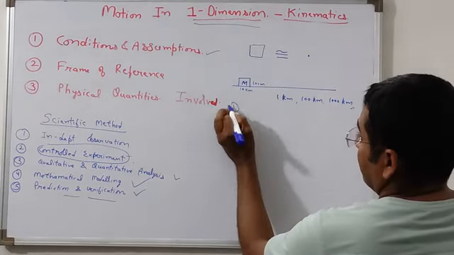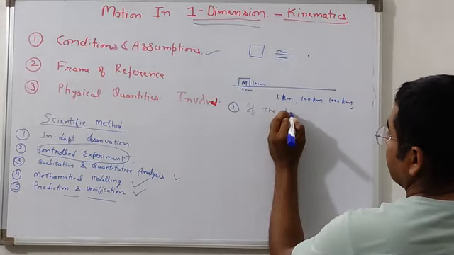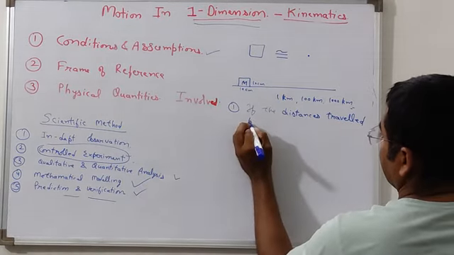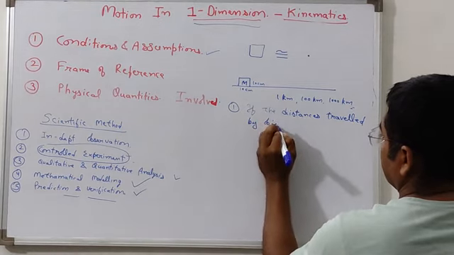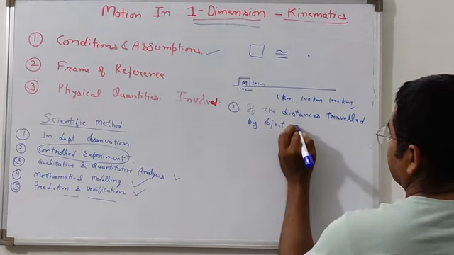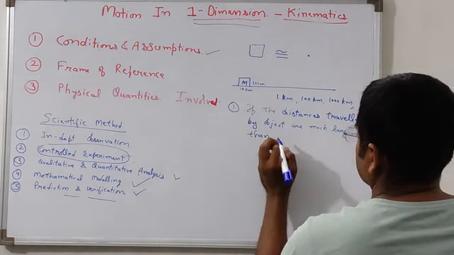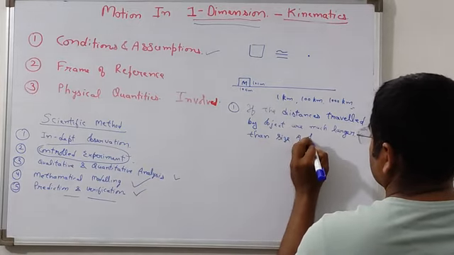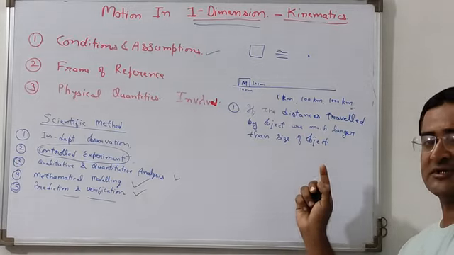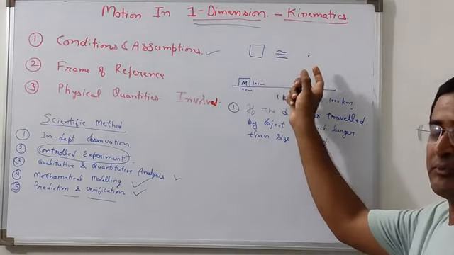So the first criteria is if the distances traveled by the object are much larger than the size of the object or the dimensions of the object, then we can precisely assume that this object is, or we can treat this object like a point object.